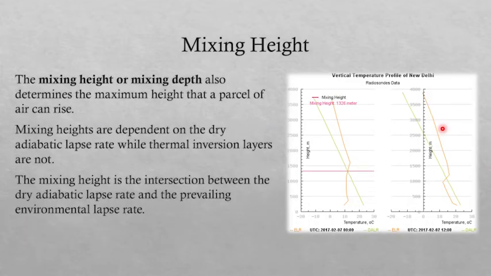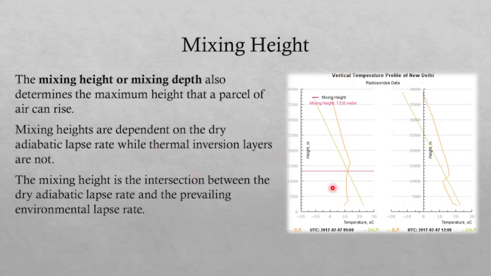Now, another meteorological concept that we have to be familiar with is called the mixing height. The mixing height or mixing depth also determines the maximum height that a parcel of air can rise. Mixing heights function the same as a thermal inversion layer. Mixing heights are dependent on the dry adiabatic lapse rate, while thermal inversion layers are not. That is the main distinction between the two concepts.